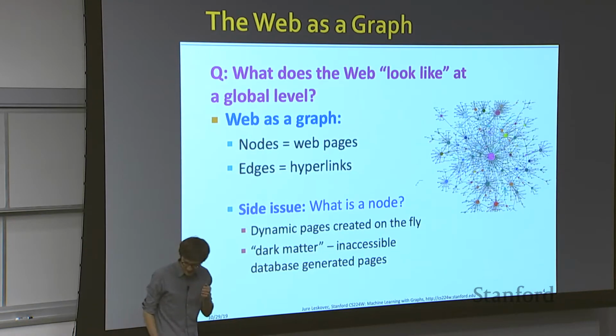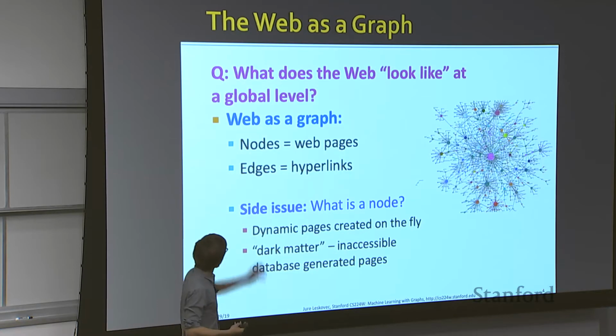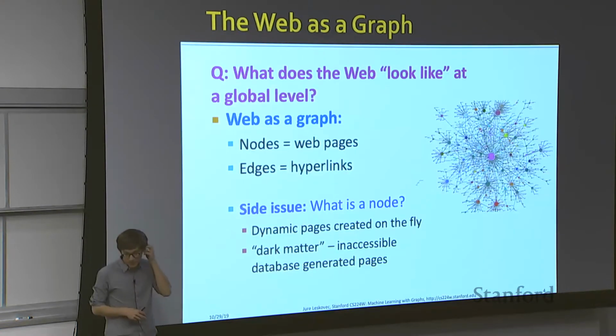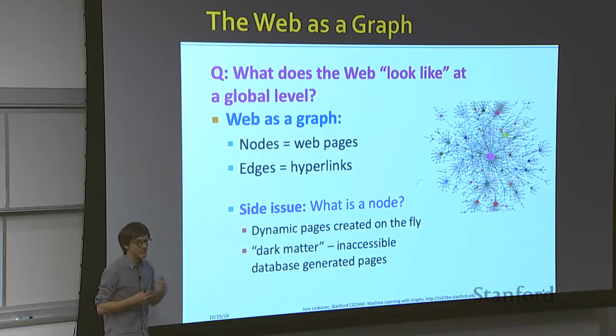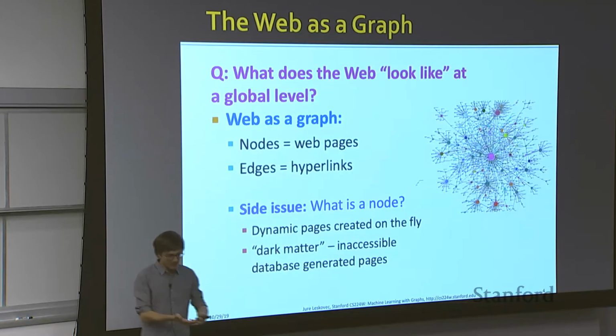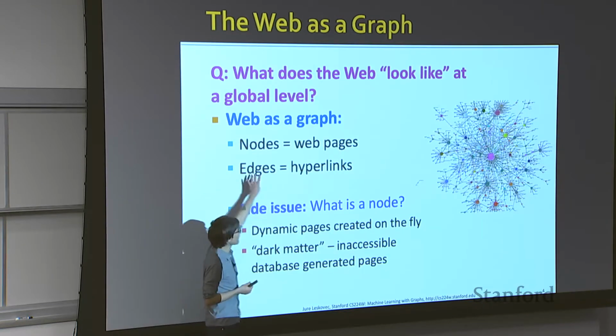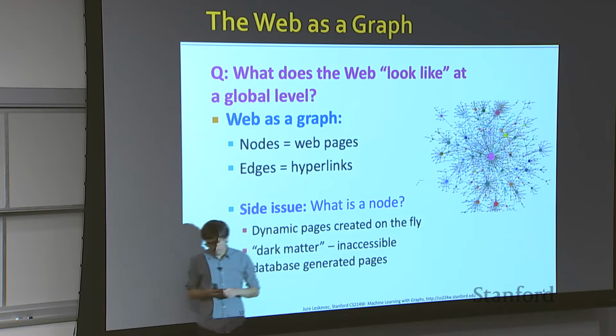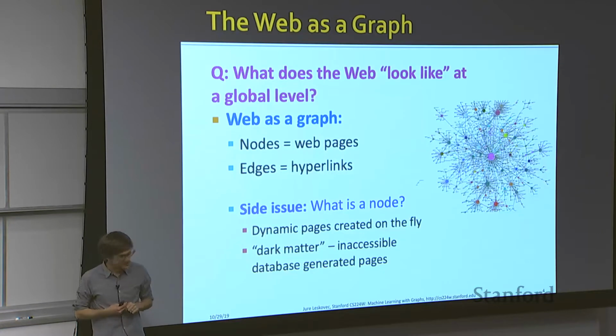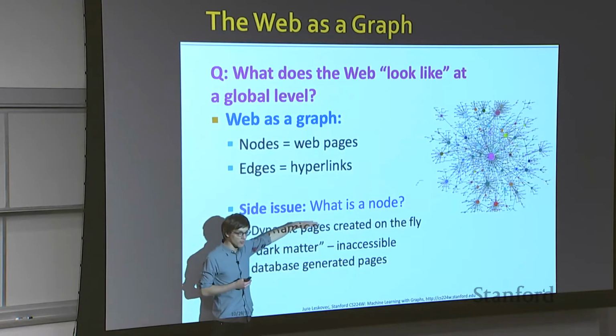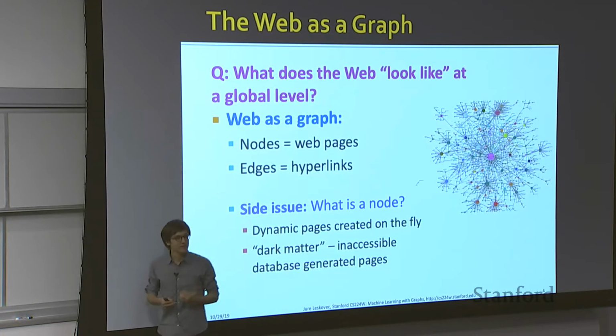So the first thing is, the question we want to ask at a high level is, how does the web look at the global level? And when I say web, what do I mean? I mean the network connectivity representation of the web, which means we will have nodes as web pages, and we will have edges as hyperlinks. There is more and more this issue of what a node is.